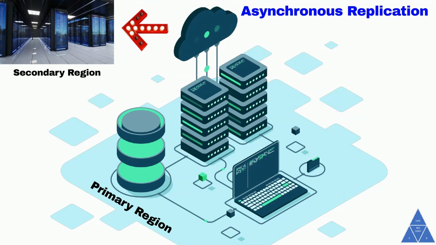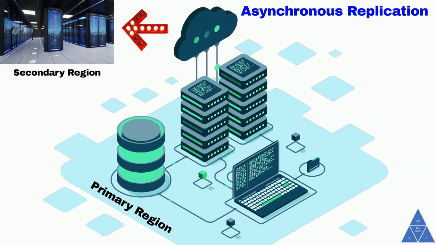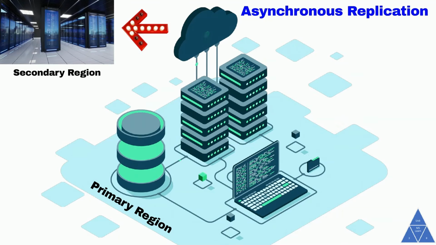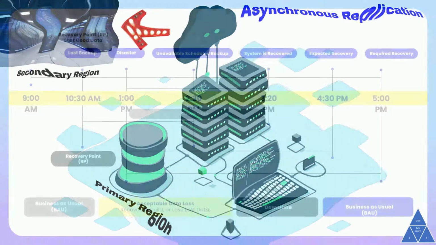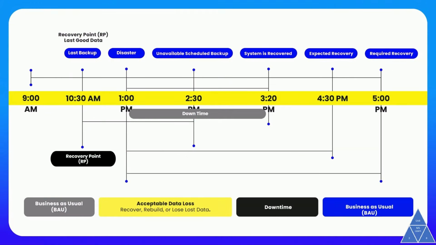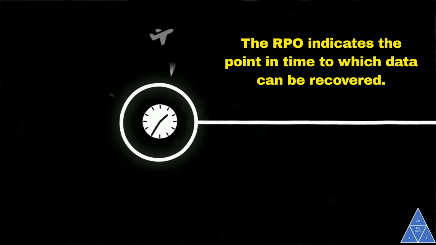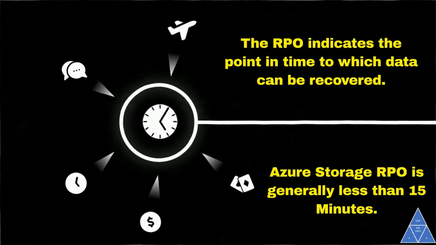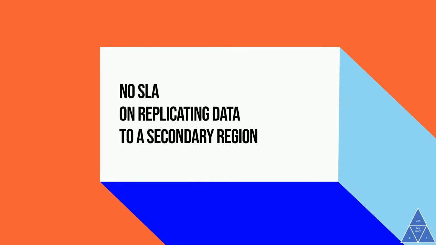Because data is replicated to the secondary region asynchronously, not at the same time, a failure that affects the primary region may result in data loss. Data that is not transferred is lost forever. The interval between the most recent writes to the primary region and the last write to the secondary region is known as the recovery point objective. The RPO indicates the point in time to which data can be recovered. Azure Storage typically has an RPO of less than 15 minutes, although there's no SLA on how long it takes to replicate the data to a secondary region.